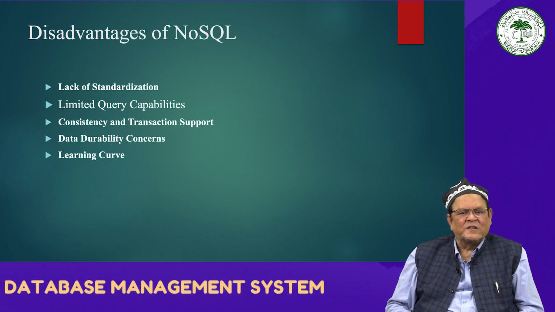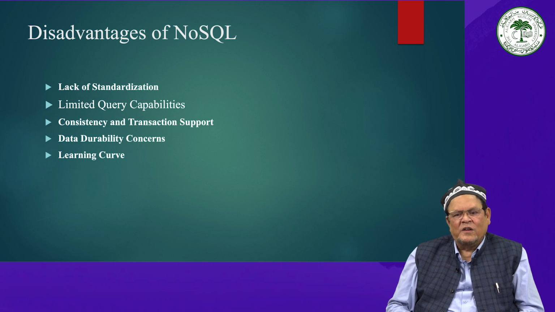NoSQL databases offer a variety of data models, including document-oriented, key-value, wide column, and graph-based models. These data models provide more flexibility in representing and storing data, allowing for schema-less or schema-flexible designs.